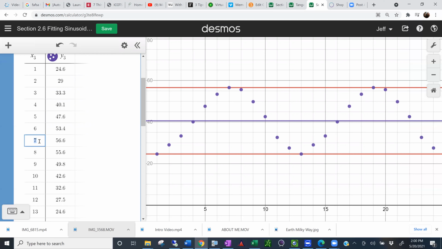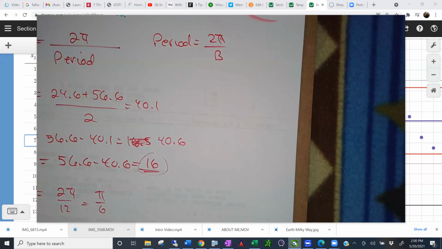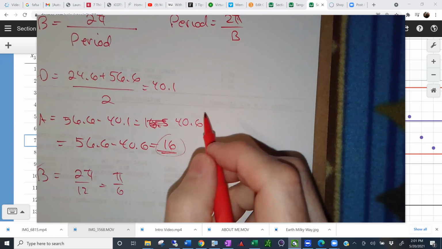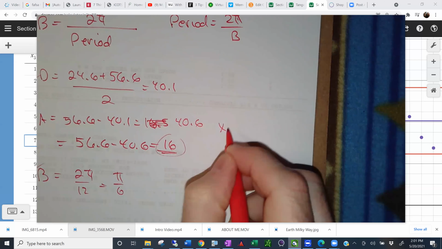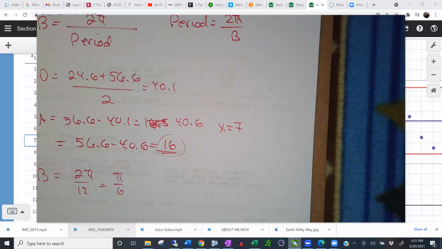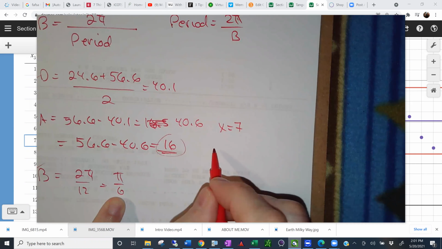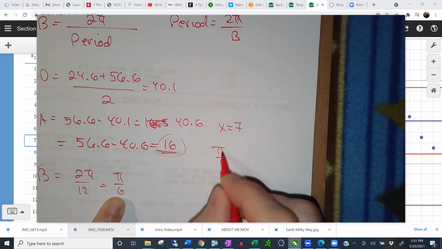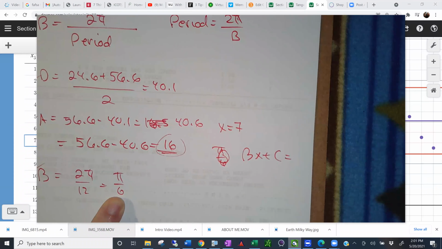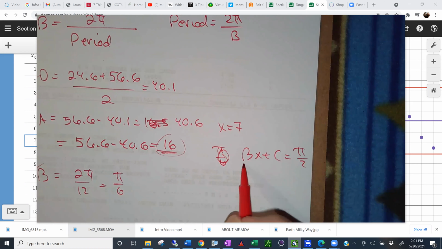So let's see about solving there. x equals 7. That's going to give us our hottest temperature. I know that B is pi over 6. Well, actually, I should write it like this: Bx plus C is going to equal pi over 2. That's what I want. Now I know the values of B and x. x is going to be 7, and B is going to be pi over 6, plus C equals pi over 2.